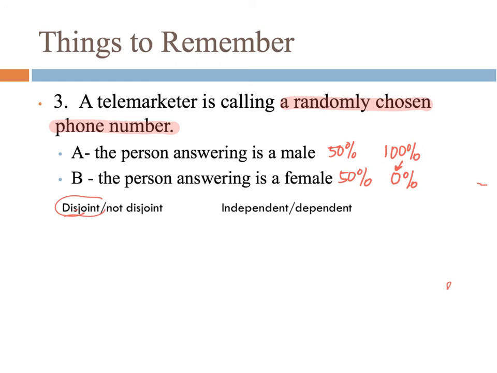The event B becomes completely different. In fact, it becomes impossible. And so we would say these are dependent events. They are not independent.